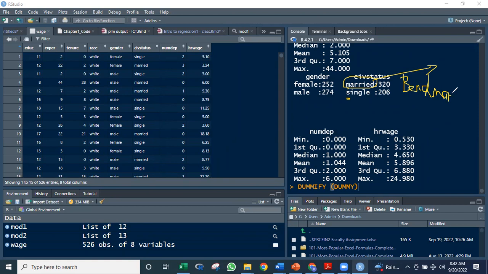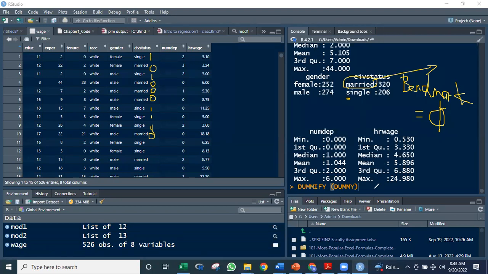Benchmark, sorry for the handwriting. So, what does it mean for it to be the benchmark? To be the benchmark, gagawin niyang equal to 0 yan. So yung isa, si single, siya na yung magiging 1. Therefore, to dummify this means to convert it into a 1 or a 0. Lahat ng married magiging 0, single 1. So that's what automatically R will be doing. I-dummify niya yung factor. So this technically becomes like a numerical variable, kasi i-convert niya yan into either 1 or 0.